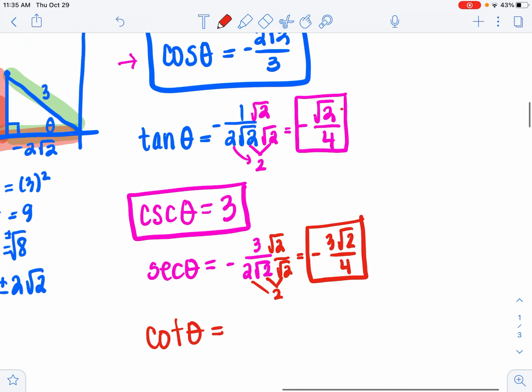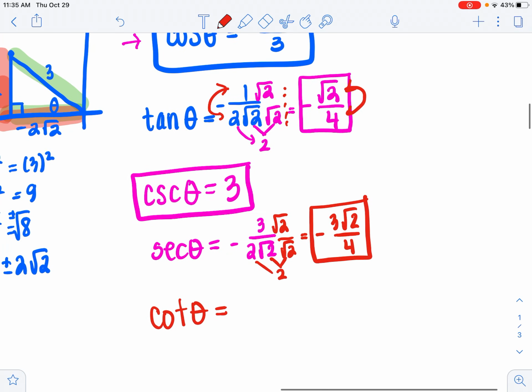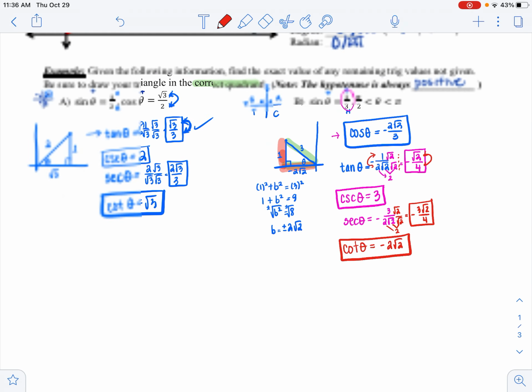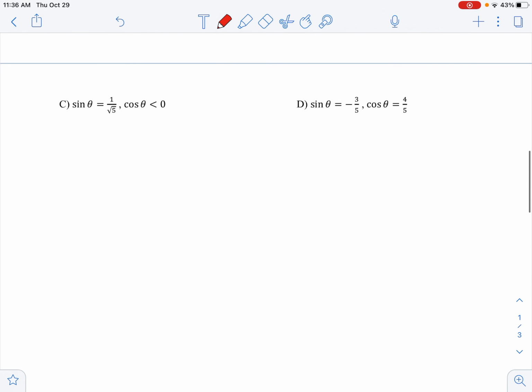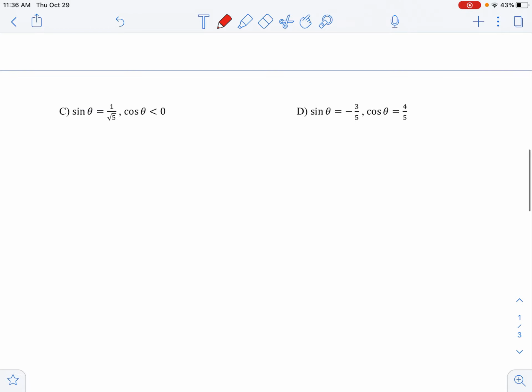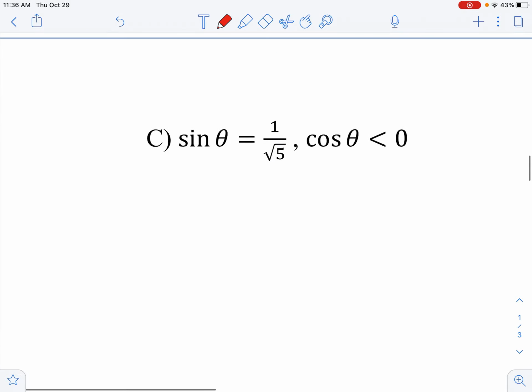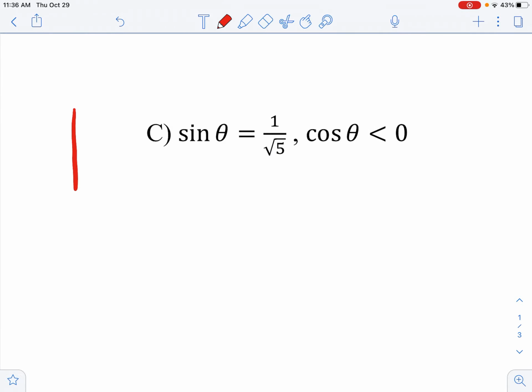All right, last I have cotangent, which is the reciprocal of tangent. So I need to flip this, and I say, wait a minute, I had to rationalize here. So let me just flip this. So if I flip that, I get negative 2 root 2 over 1, which is just negative 2 root 2. And there's my answer. All right, 2 more of just practice. So notice after the first 2, I can try these myself. All right, so we have 2 more to practice here.